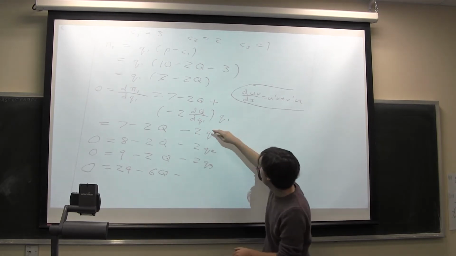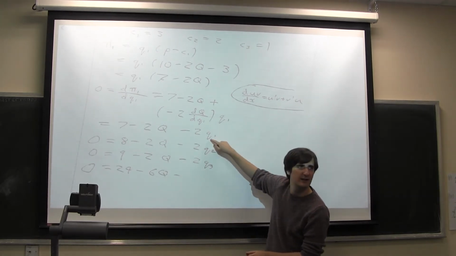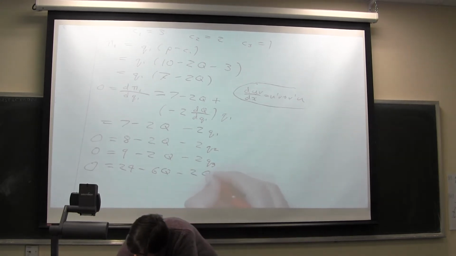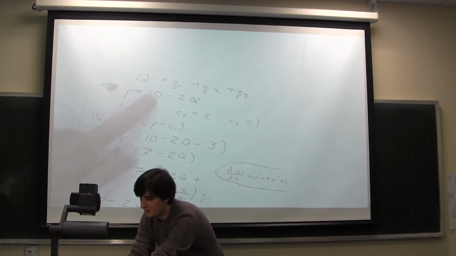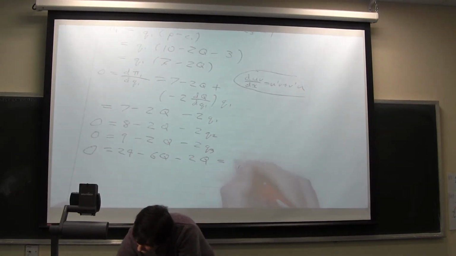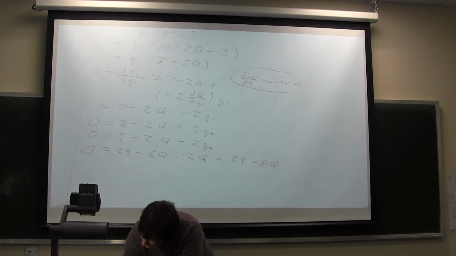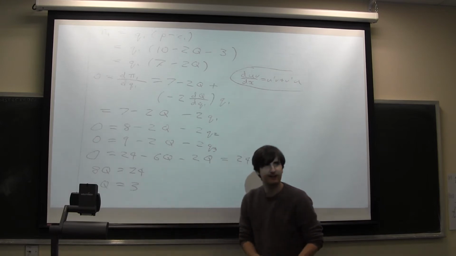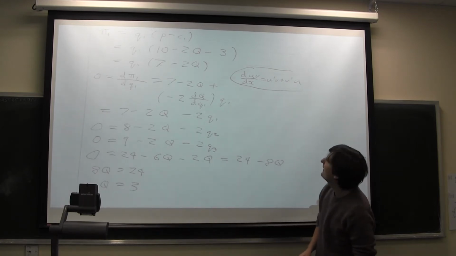And what do we get when we add these 3 bits together? 2Q, big Q, exactly. Big Q is just q1 plus q2 plus q3. So this is 24 minus 8Q. So 8Q is equal to 24, so Q is equal to 3. It has a nice answer.